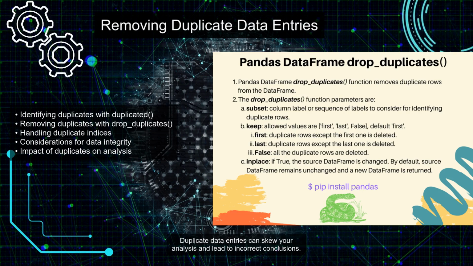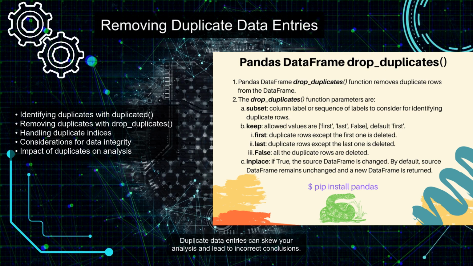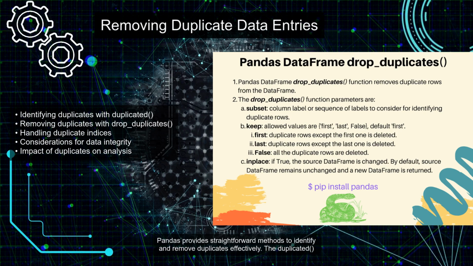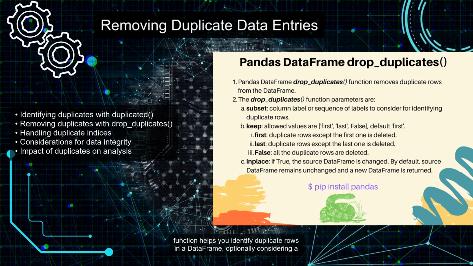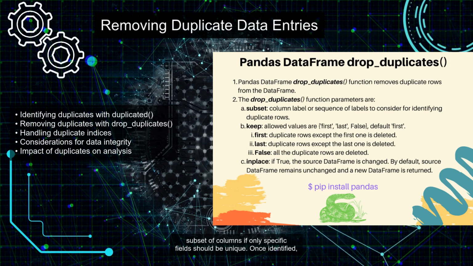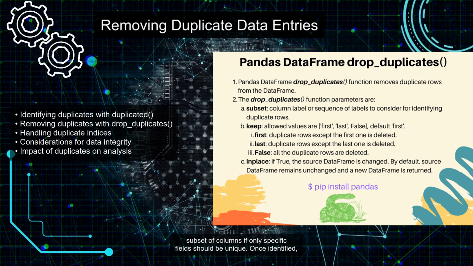Duplicate data entries can skew your analysis and lead to incorrect conclusions. Pandas provides straightforward methods to identify and remove duplicates effectively. The duplicated function helps you identify duplicate rows in a data frame, optionally considering a subset of columns if only specific fields should be unique.